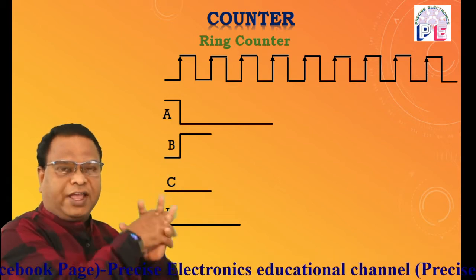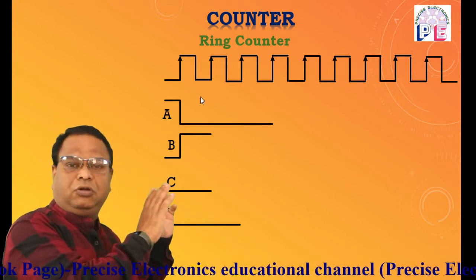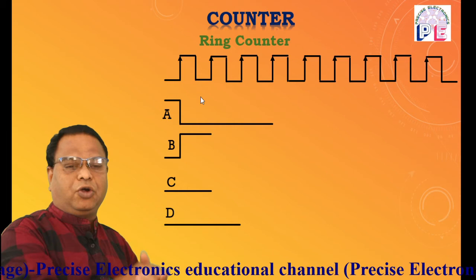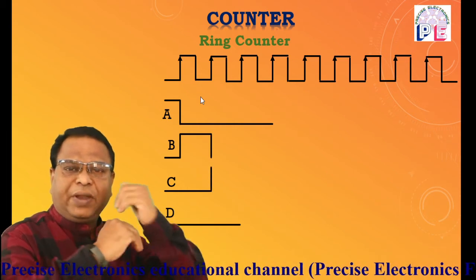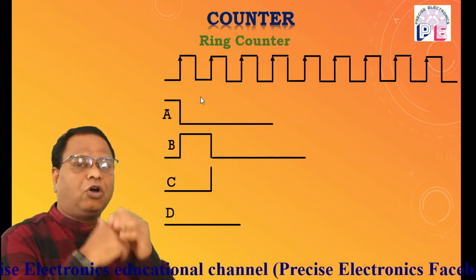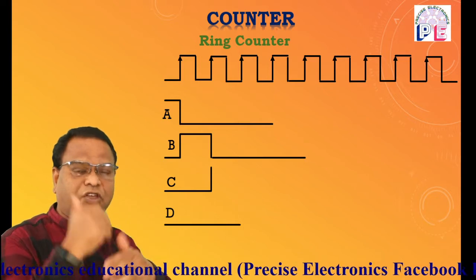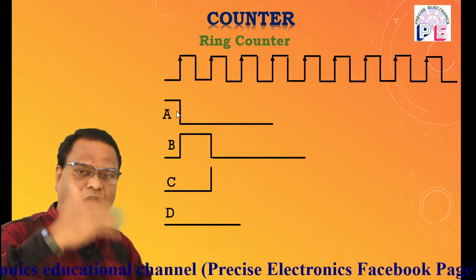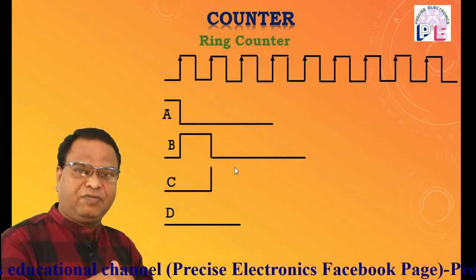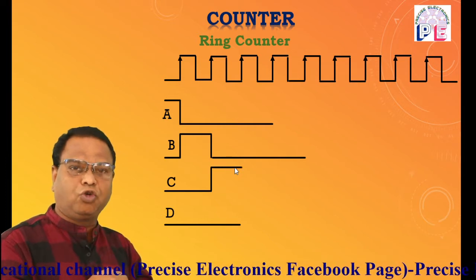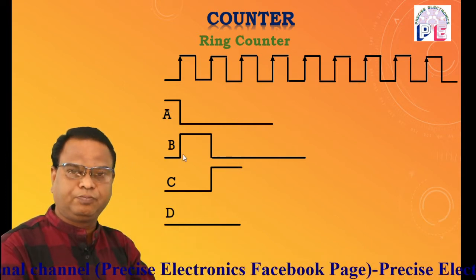So this is the clock diagram, or the timing diagram, of our 4-bit ring counter. Before applying any clock pulse, the first flip-flop is in set mode, while the remaining flip-flops, that is B, C and D, are in reset mode. So the output is now 0, 0, 0, 1.